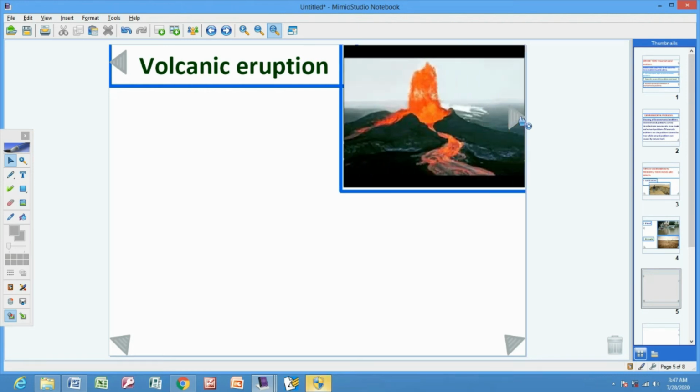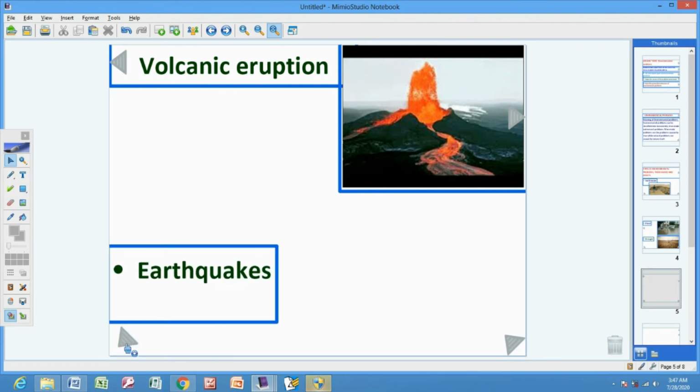As you can see from the picture, it has erupted. It is called volcano. It has erupted. So it is caused by crack within the earth's crust, that is the land. When there is crack within the land, it can lead to what? Volcanic what? Eruption.